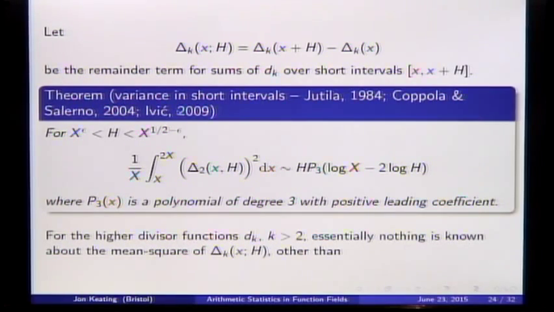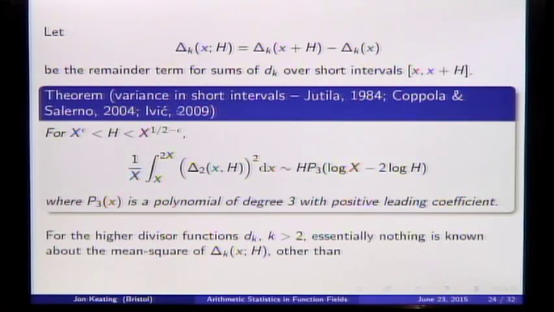So it depends on where you start, at x, and how far you go, capital H. And one can ask about the variance in this case, and there's a great deal of work being done on the number field side on this problem.